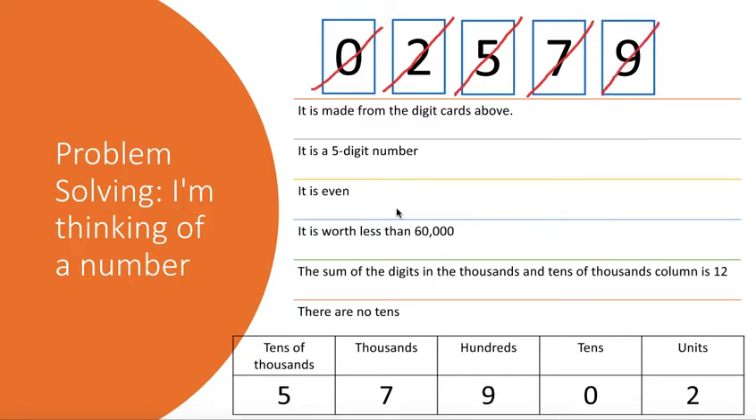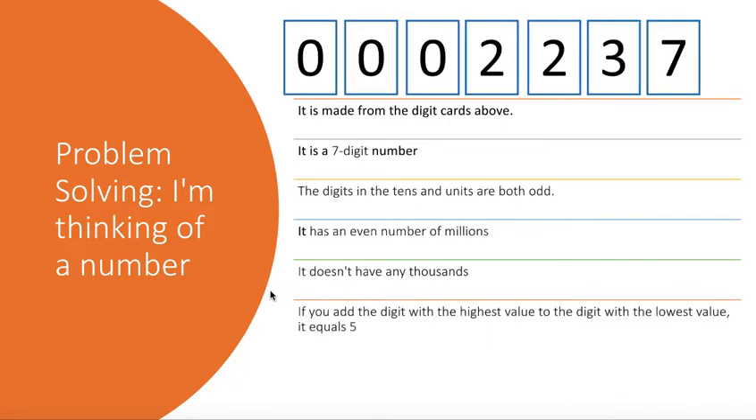I can double check. Yep, it's a 5-digit number. It is even. It is worth less than 60,000 because it's 57,902. I know that the sum of the digits in the thousands and the tens of thousands column is 12. 5 plus 7 is 12. And I know that there are no tens. Let's have a look at our next example.